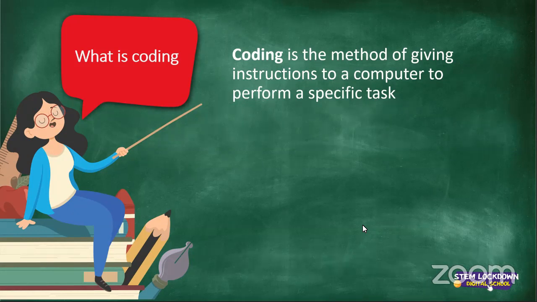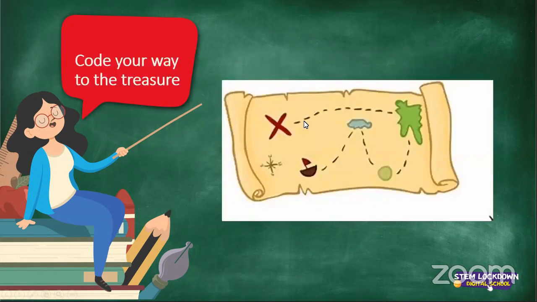Coding is the method of giving instructions to a computer to perform a specific task. So if we speak to a computer or if we type to a computer, it doesn't speak the same language as we do. It speaks in zeros and ones. So we need to translate whatever we say in English into computer language so that more people can understand it. We are going to talk about that in this subject specifically.